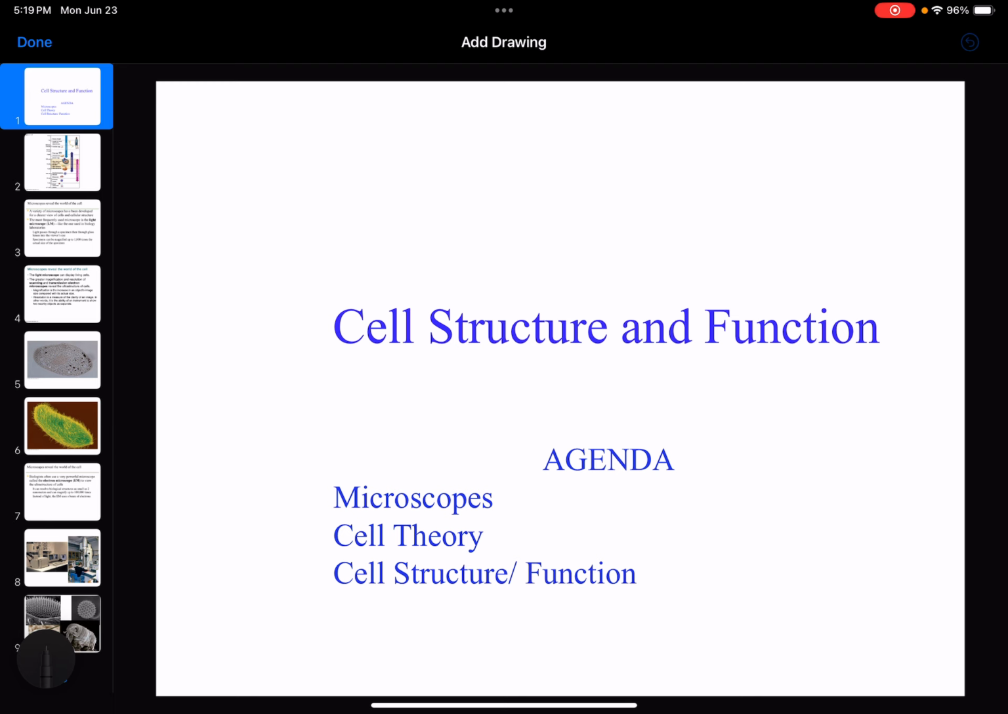All right, so let's get into this cell structure and function. First thing we're going to cover are microscopes. Then we'll discuss cell theory, one of the two important theories of biology, the study of life. And then we'll get into all of the structures of cells, the organelles basically, and what each of them do, all right?